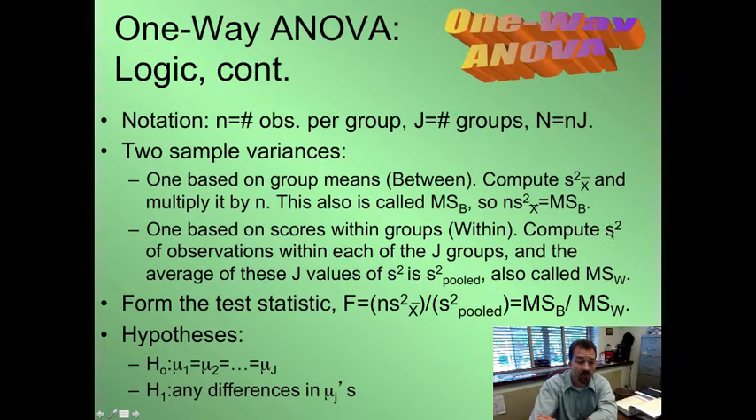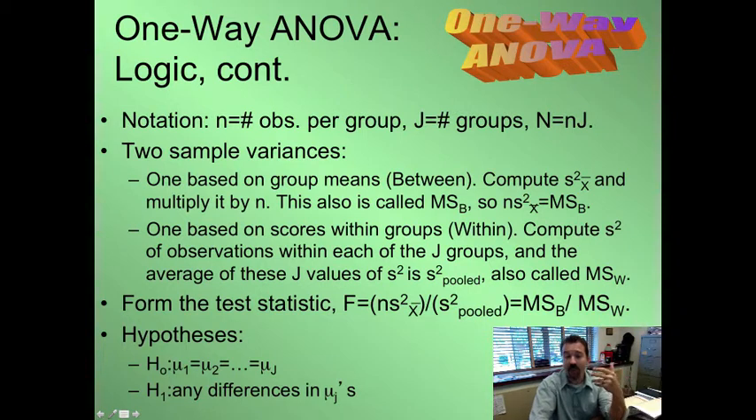You compute the variance of observations within each of the J groups, and you average those J values of the variance, and what you get is what's called the pooled variance. Another term for that is mean square within. So your test statistic, your F ratio: F equals mean square between divided by mean square within.